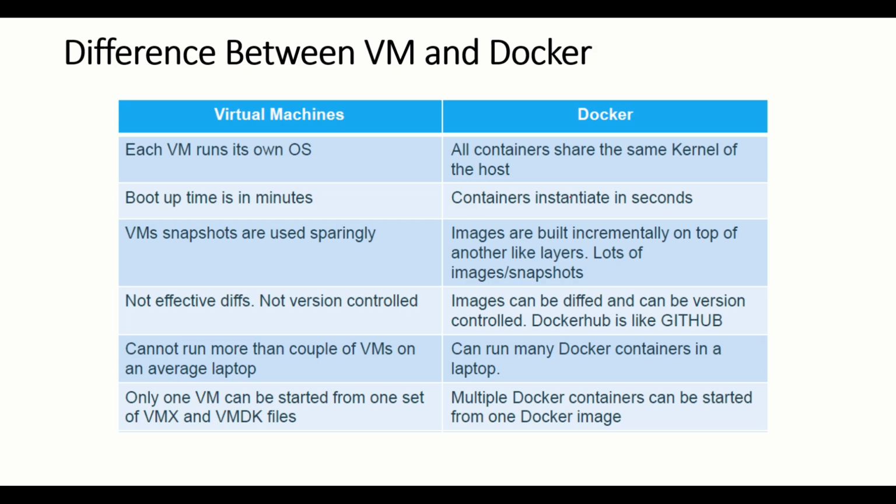So what is the difference between virtual machines and Docker? Virtual machines occupy a lot of memory and space, and a Docker container occupies less space. We have already discussed that, right? A Docker container doesn't have its own operating system, rather it uses the physical server's kernel. So you can see the difference: each VM runs its own operating system, while all containers share the same kernel of the host. Boot-up time for a VM is in minutes, and a container initiates in seconds. These are some differences between virtual machines and Docker.